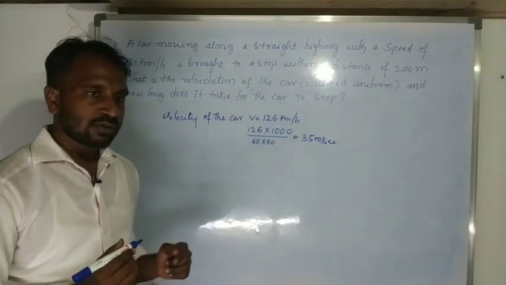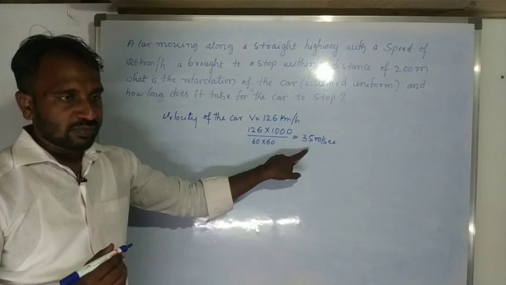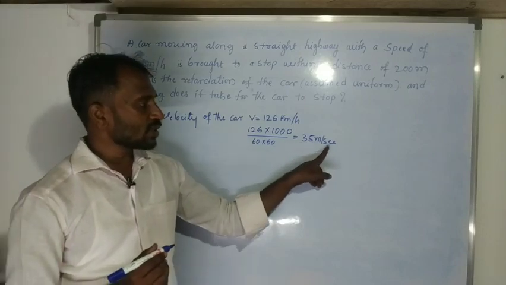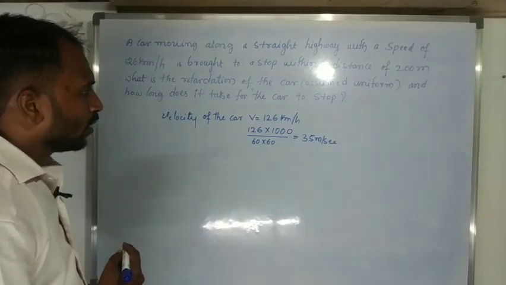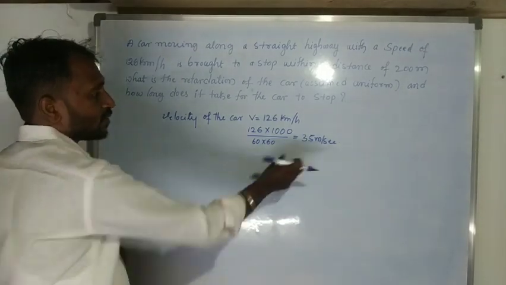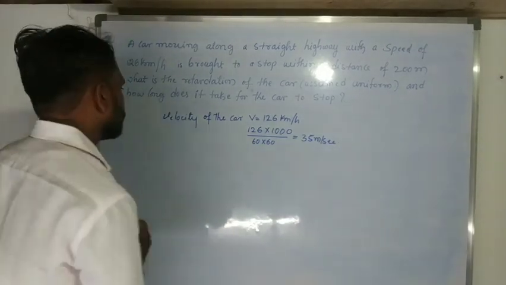So the velocity 126 kilometer per hour is converted to the MKS system. It means 36 meter per second. So this one is the velocity of the car, 36 meter per second.